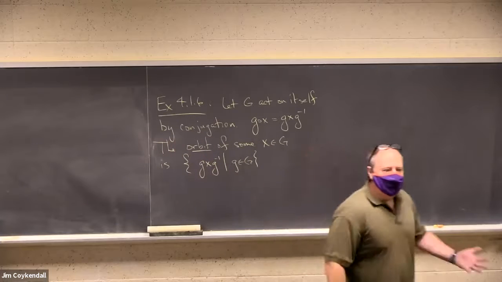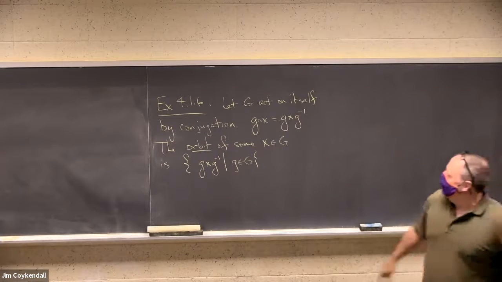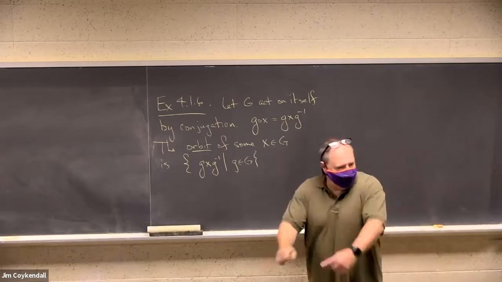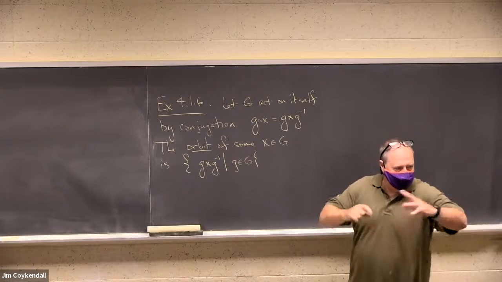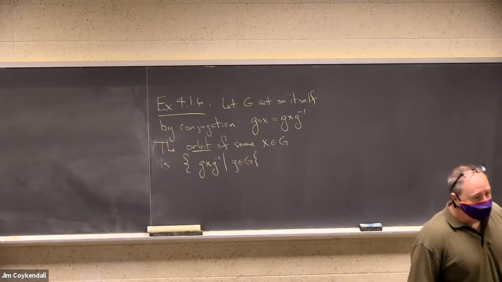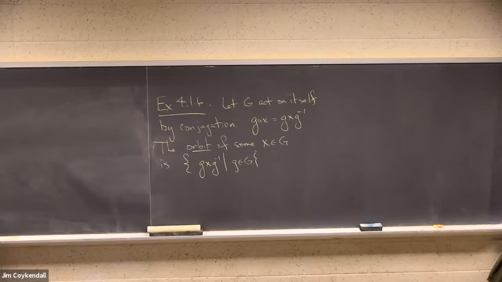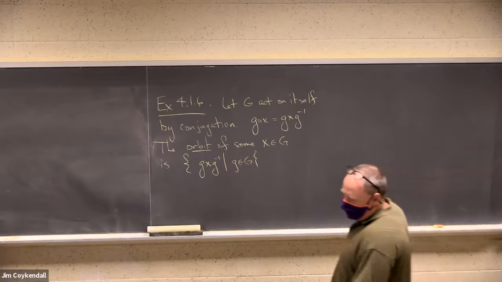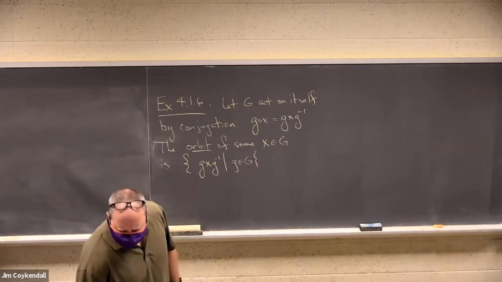I think orbit is a very good word for this. I mean, it's just take your element x and it's where it orbits. It's everywhere that the group actually can take it. This is all the conjugates of x. Notice that one example of a g in G is the identity. So certainly x is in its own orbit. That's always true for any group acting on a set.